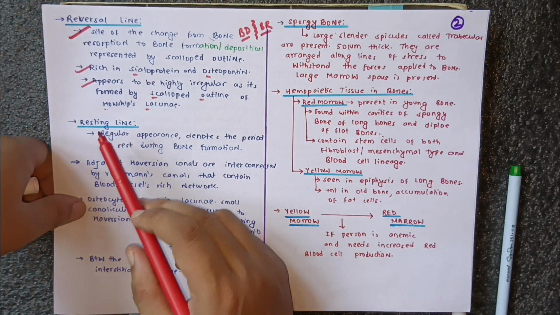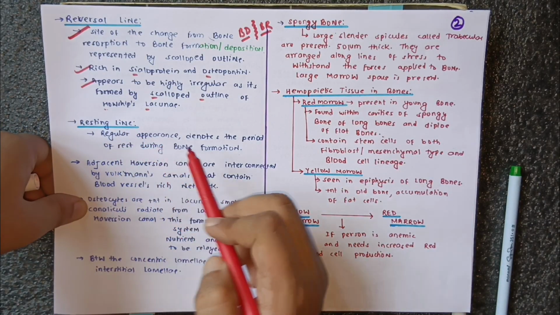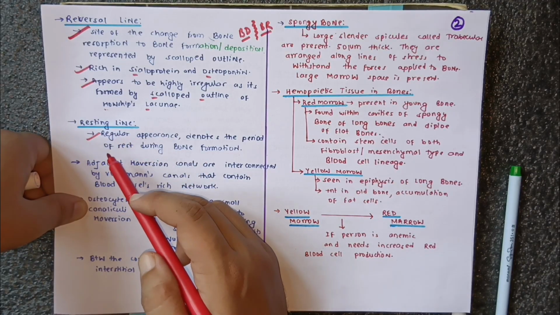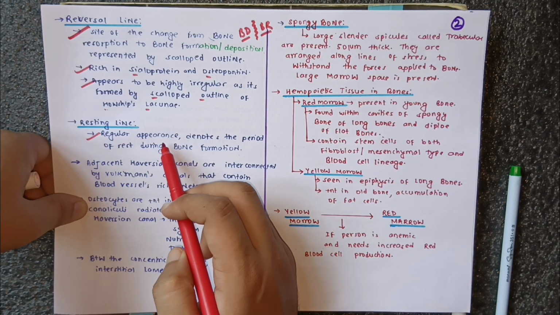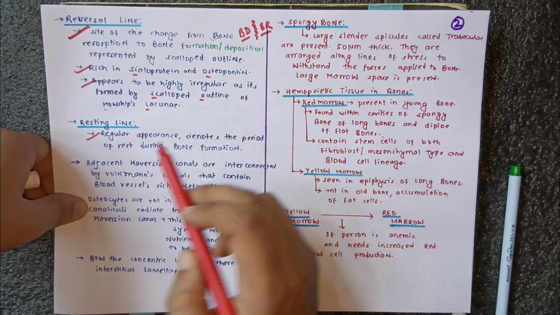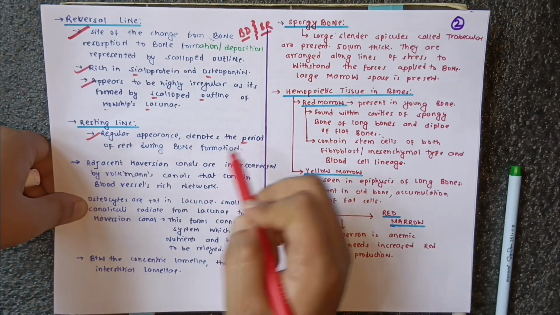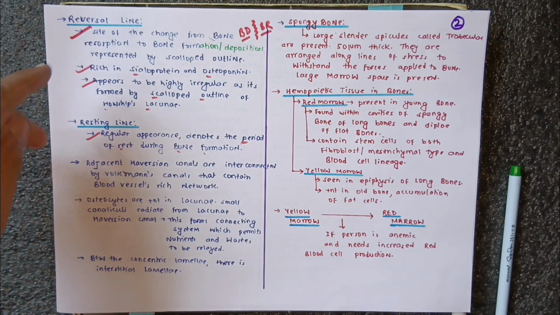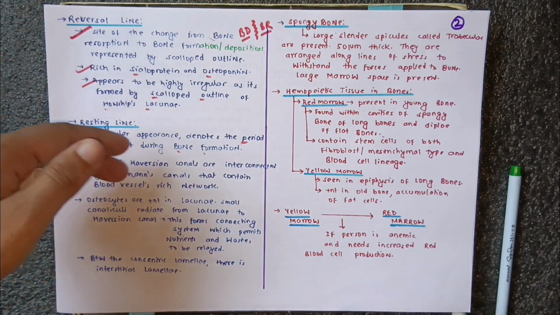Now in the resting line, we have a regular appearance, which denotes the period of rest during bone formation. It is not irregular or scalloped like the reversal line, but regular. This is simple to understand, so we should know about the reversal line and the resting line.